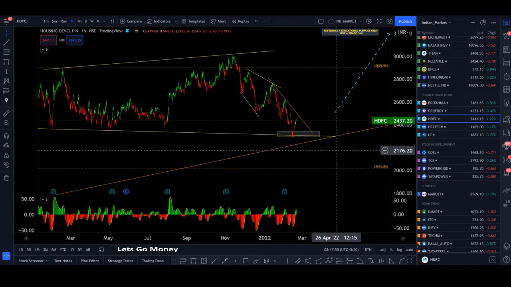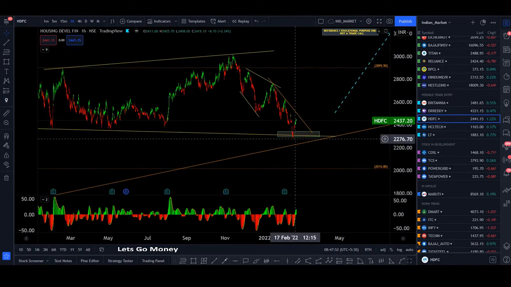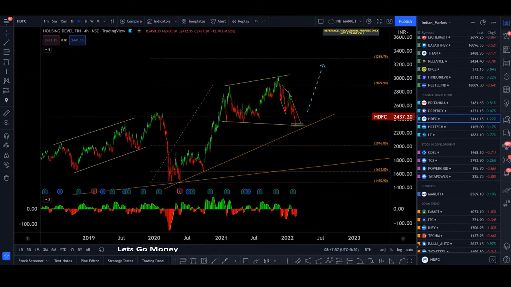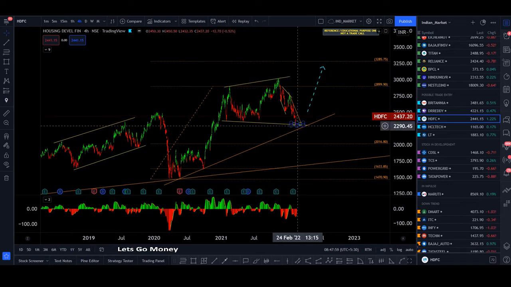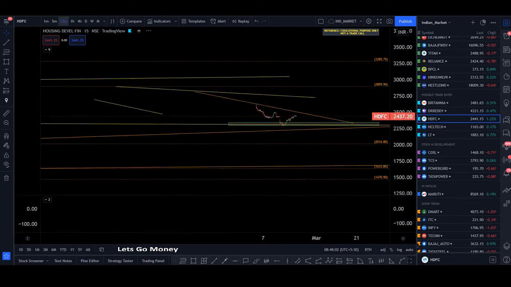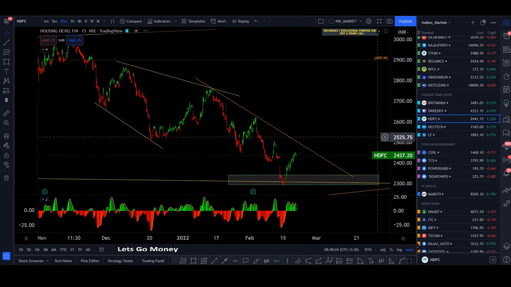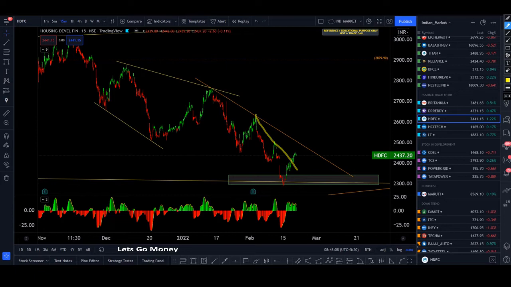HDFC did a very good pullback after touching the place where we were expecting, and this has completed the C wave as well. We are also waiting for a consolidation. At a lower time frame, like 15 minutes, you can see this as a breakout, but we are expecting some consolidation before it moves up, or maybe a break away from the hourly trend line, and then a consolidation for an entry.